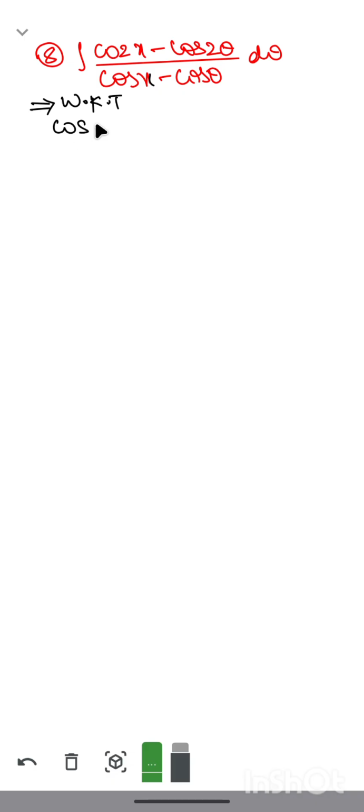What is the formula for cos c minus cos d? Cos c minus cos d is equal to minus 2 into sine of (c plus d) by 2 into sine of (c minus d) by 2. This is the formula, and this is the one formula we are using in both numerator and denominator.